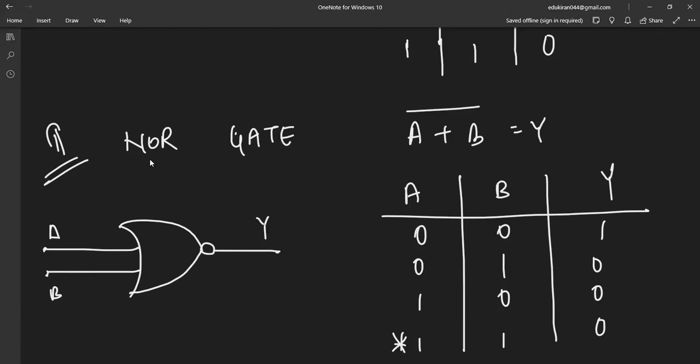Whatever answers you were getting for NOR is basically NOT gate plus OR gate. So whatever the function is for the OR gate, just reverse the solution. This will give you the truth table. That's it. That's what you have to remember.